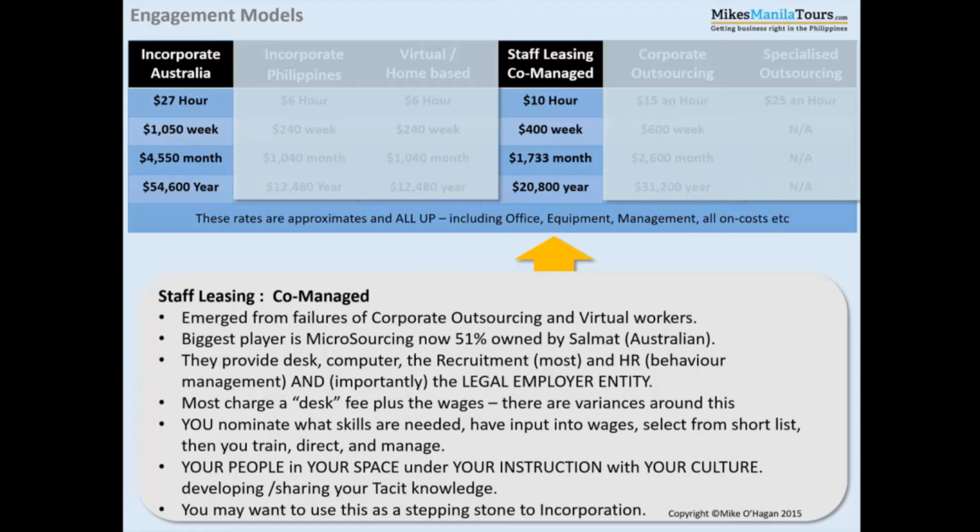Now, this is the cool bit. It's exactly the same as you've been doing in Australia. They are your people, in your space, under your instruction, with your culture, developing and sharing a tacit knowledge. And I am seeing firsthand some absolutely amazing productivity from building these teams up here.